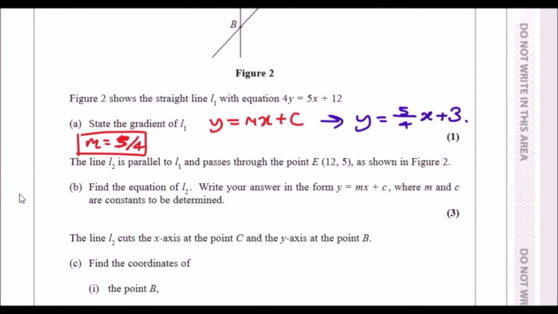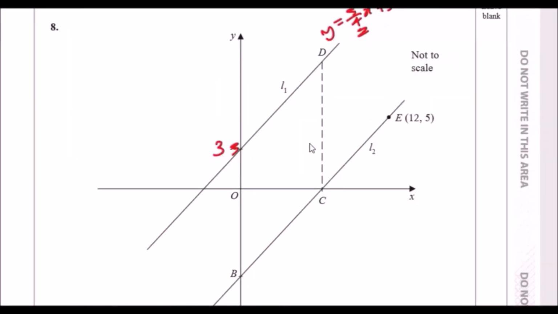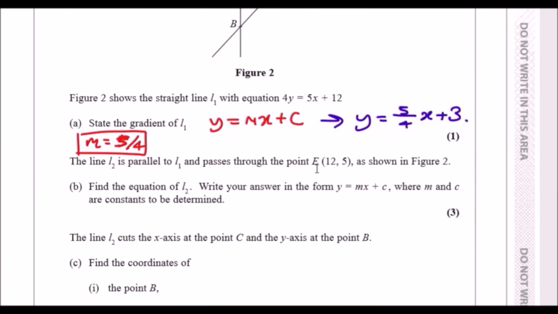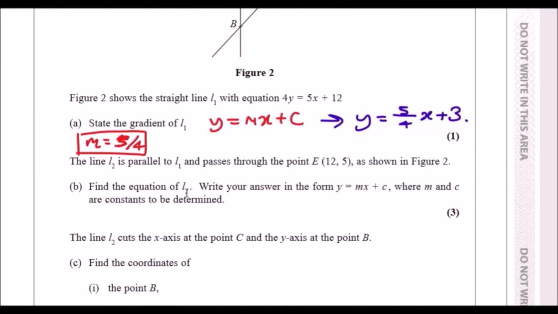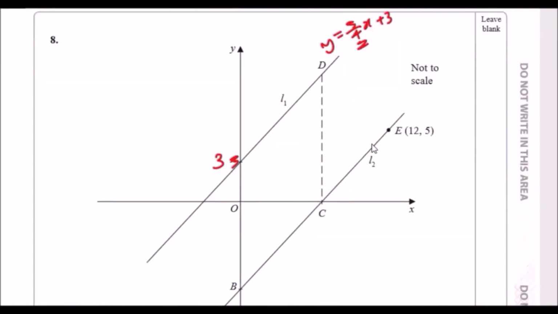Now next part. The line L2 is parallel to L1, so yes, they are indeed parallel, and passes through the point E, 12, 5. Since we know this is parallel, we're going to have the same equation, except instead of plus 3, we're going to call it plus c and find out what the y-intercept is. Find the equation of L2 and write the answer in the standard y equals mx plus c form. Okay, easy. So the equation of the line so far is y equals 5 over 4 x plus c, and we can use the point 12, 5 because it's on the line to determine the value of c.